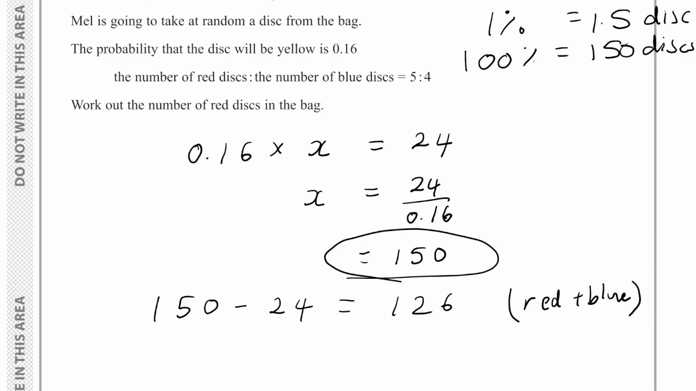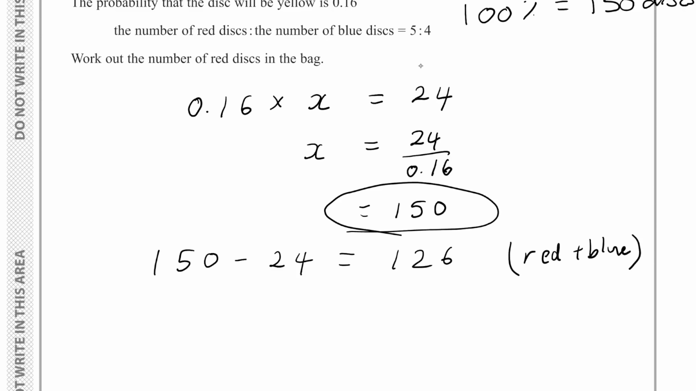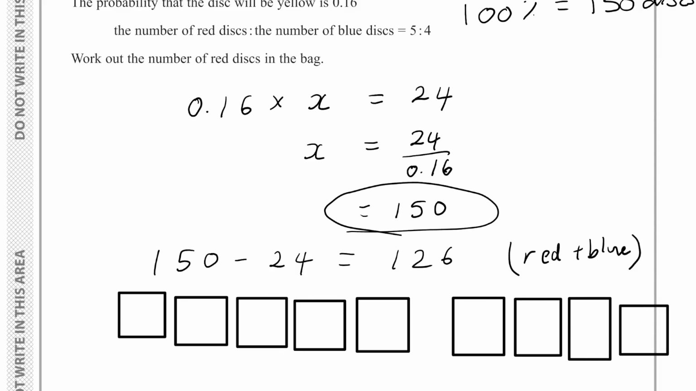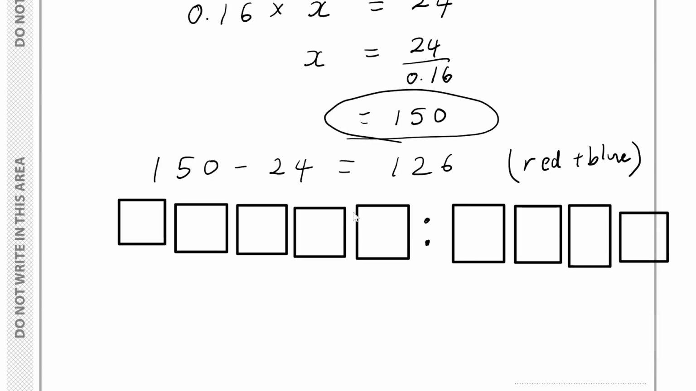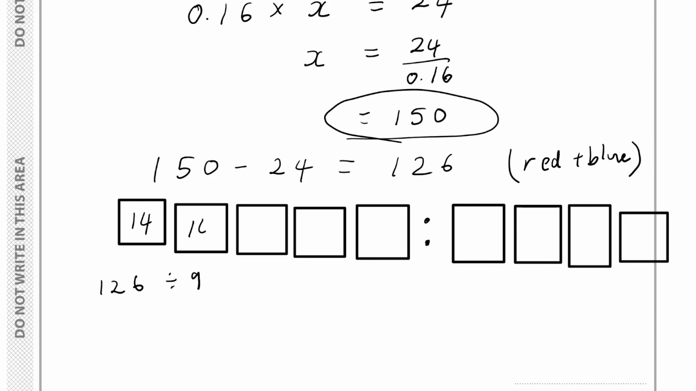The ratio red to blue is 5 to 4. So 5 to 4 is 9 parts. If we share something between those 9 parts, how much goes in each one? So divide it by 9. Each one is 14 discs.